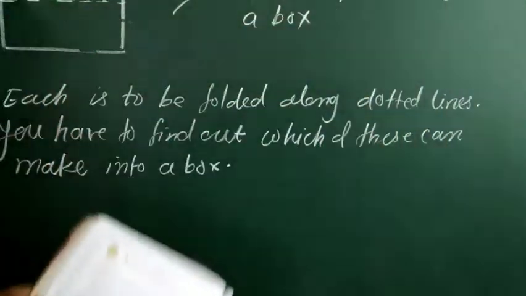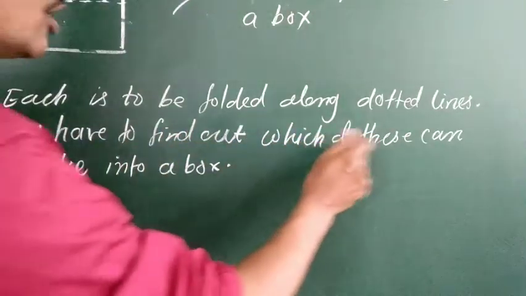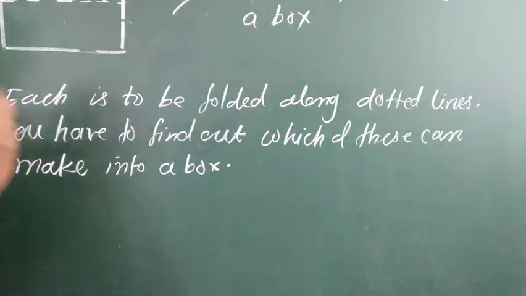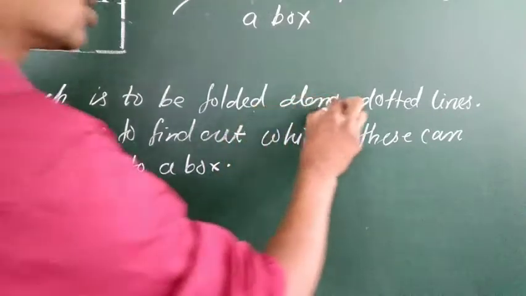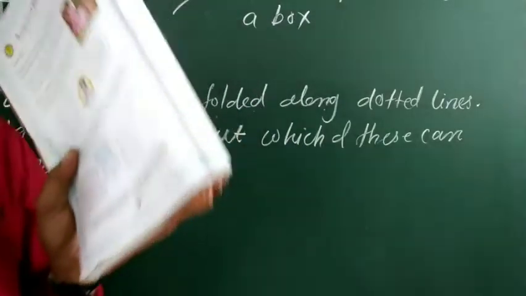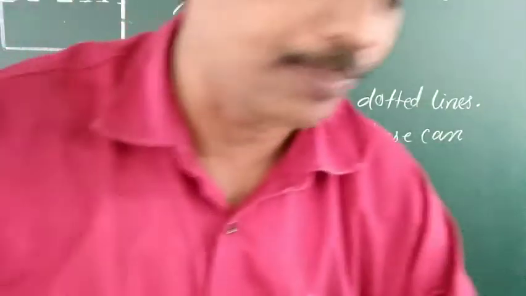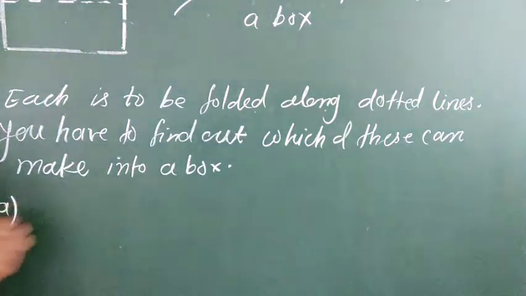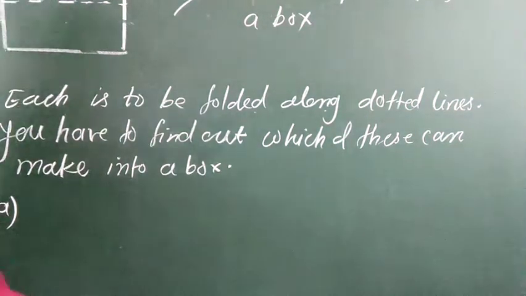See, if the question is given, you have to find out which of these can be made into a box, but each is to be folded along the dotted line. We have to fold from the dotted line, and after folding from that dotted line, we have to check whether it is changing into a box or folding into a box or not. So see, first of all, I will make the first shape, shape A. See, shape number A.